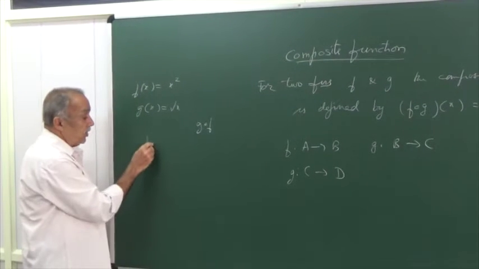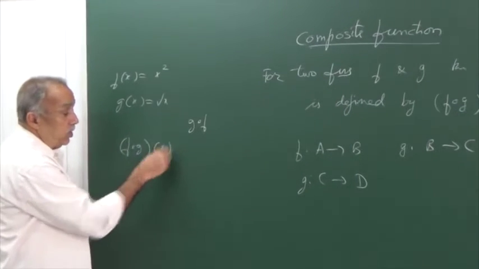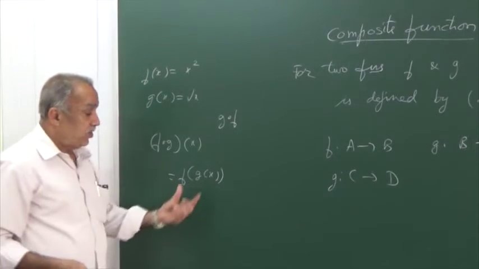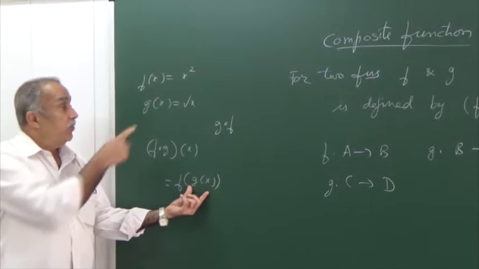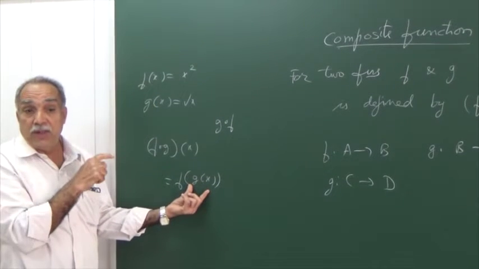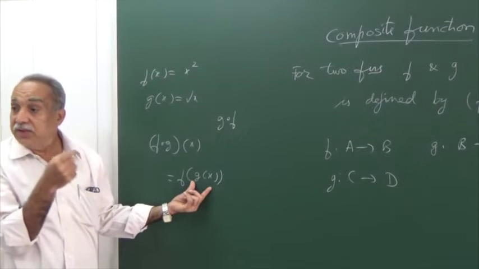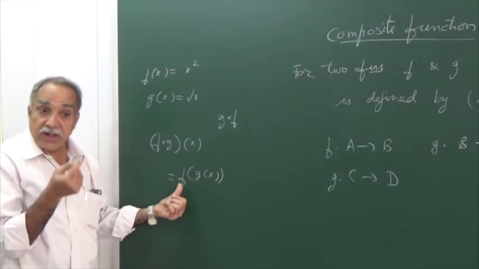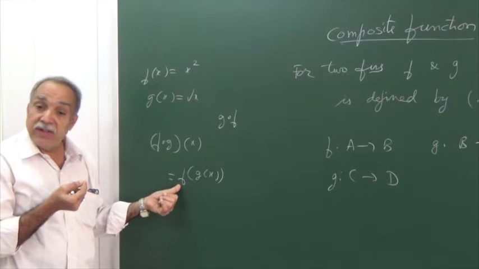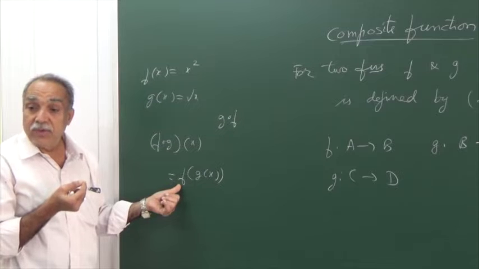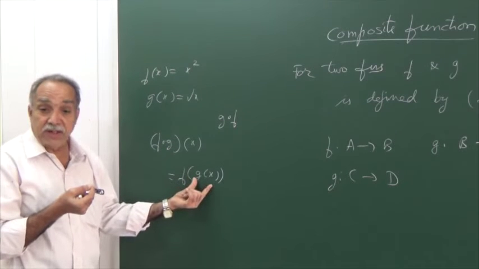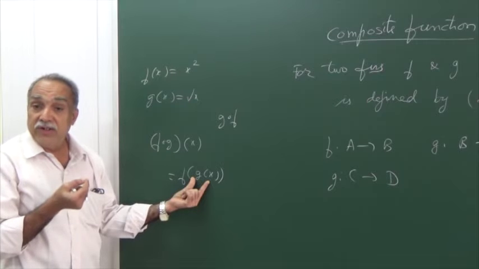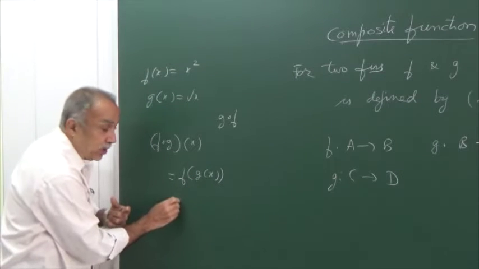Can I think of f composite g now? According to the definition, this is f of g of x. When is g of x meaningful? When x is a non-negative real number. For that, another non-negative real number is obtained as image. For that non-negative real number, can f be applied? Yes. What will you get? The square of what you have obtained here. What did you obtain here? Root x. What is the square of that? We will be going back to x.